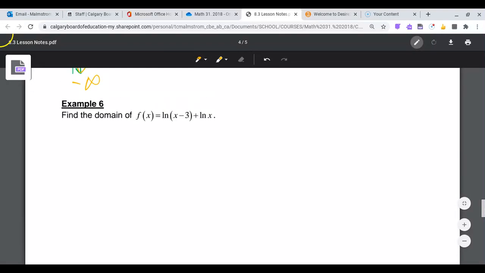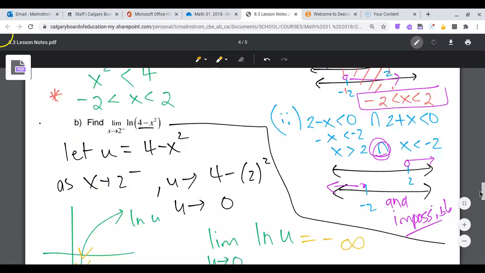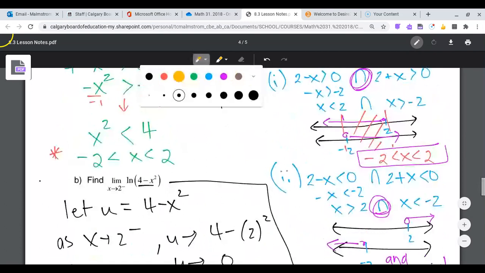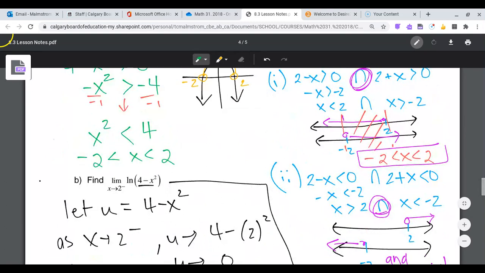I just realized one bad thing about this back here. My bad. I didn't actually write this in the formal domain. Let me add in my curly brackets. Out of practice. Okay.